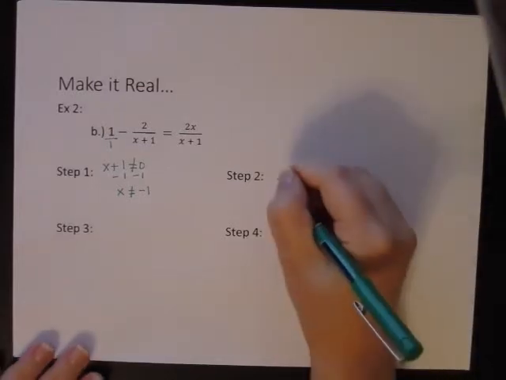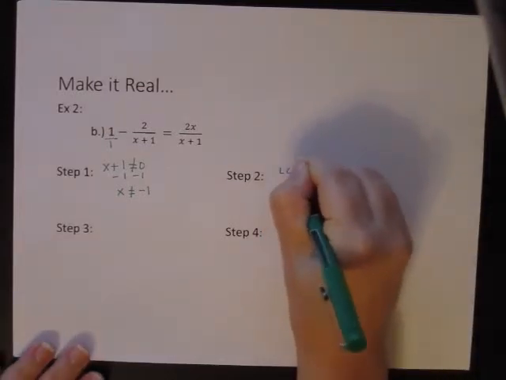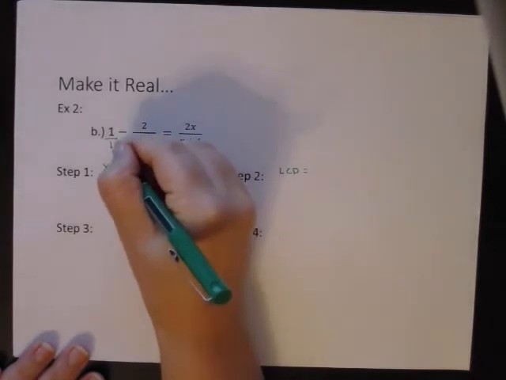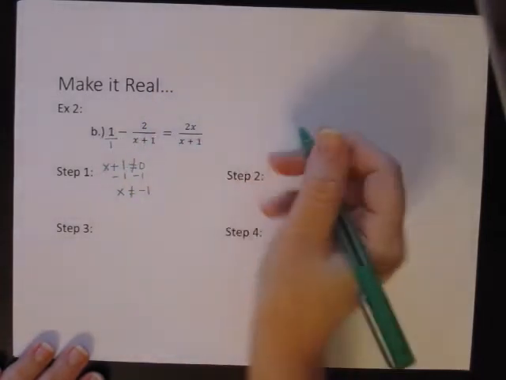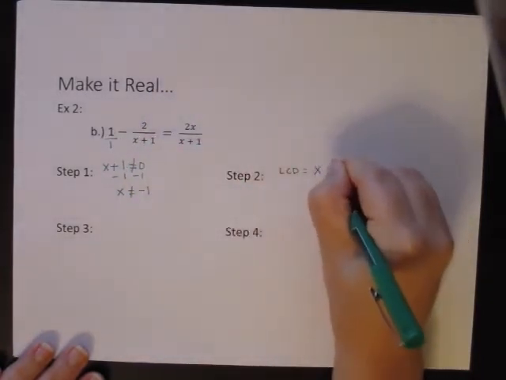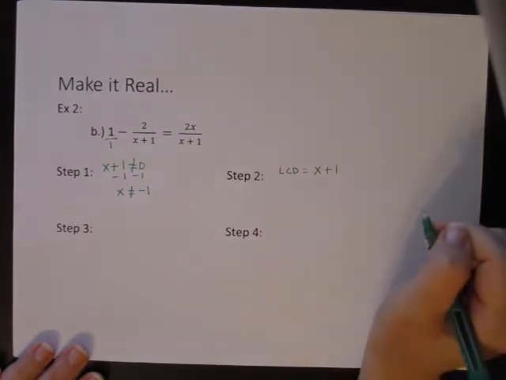Alright, step 2, I have to find my LCD. So if I'm looking at my LCD, I've got 1, x plus 1, x plus 1. So my LCD is just going to be x plus 1.